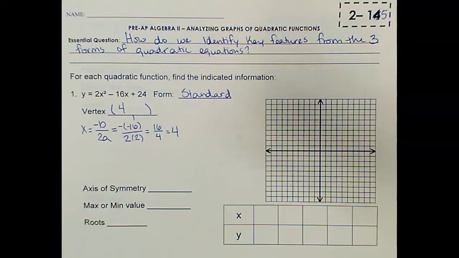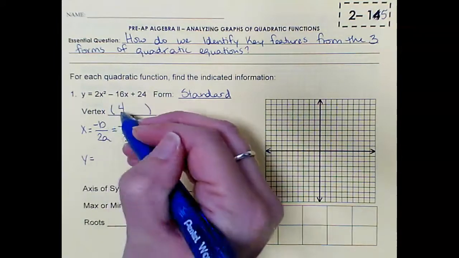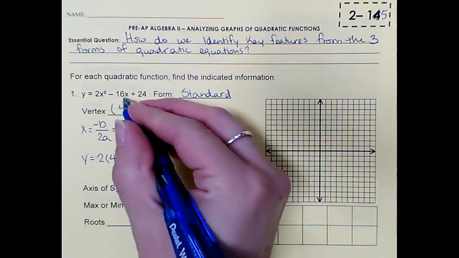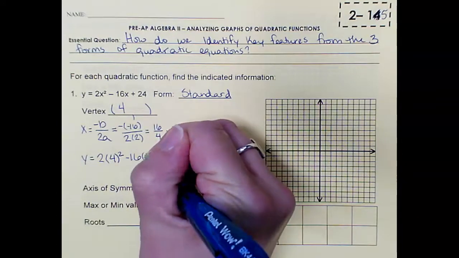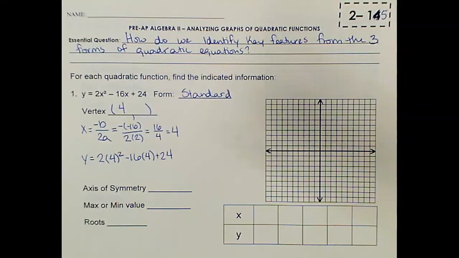How do you find the y value? A common theme throughout Algebra 1 and Algebra 2 and into your later math classes is that if you have an equation and an x value, you can substitute it into the equation to get the y value that goes with it. So that's what I'm going to do. I have y equals 2 times x squared. Well, x is 4, so 2 times 4 squared. Not minus 16x, but minus 16 times 4 plus 24. Ooh, all right.